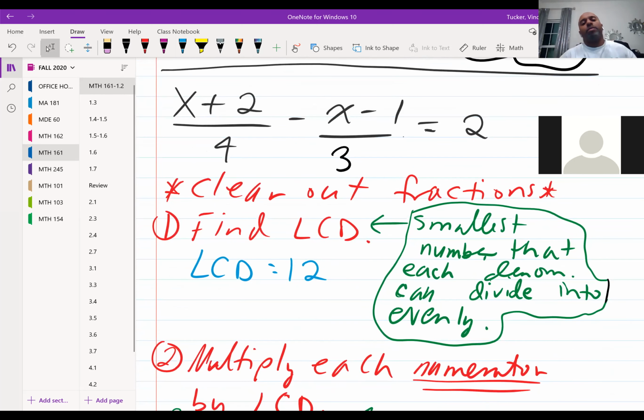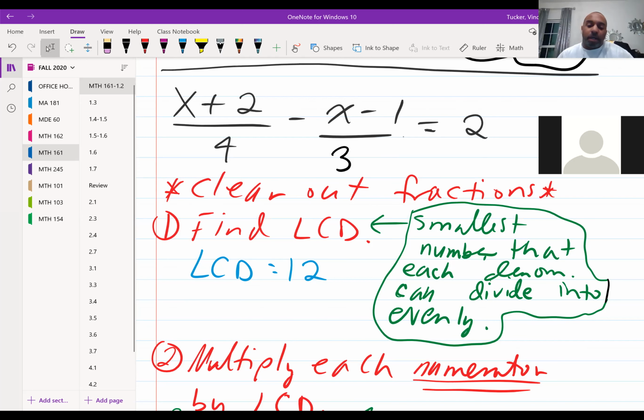All right, next one. We have an equation that involves fractions. x plus 2 over 4 minus x minus 1 over 3 equal to 2. So what we're going to do here is what we call clearing out your fractions. First thing we want to do is find the LCD. Don't forget your LCD is the smallest number that each denominator can divide into evenly. So when you look at 4 and 3, the LCD of 4 and 3 is 12.